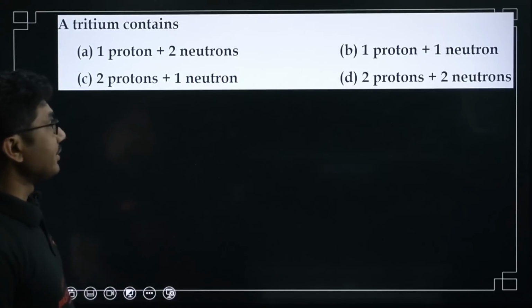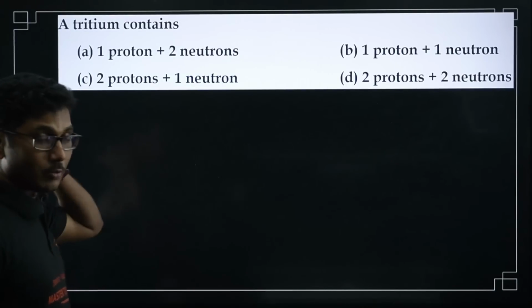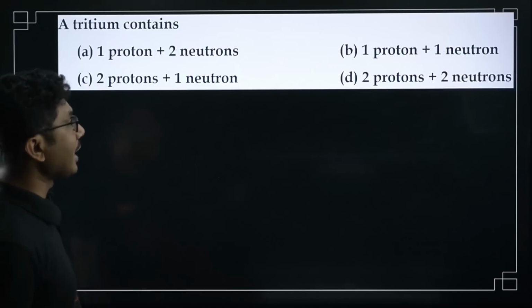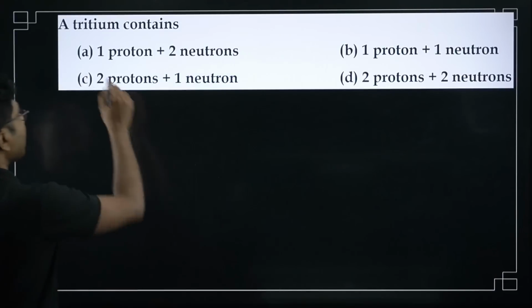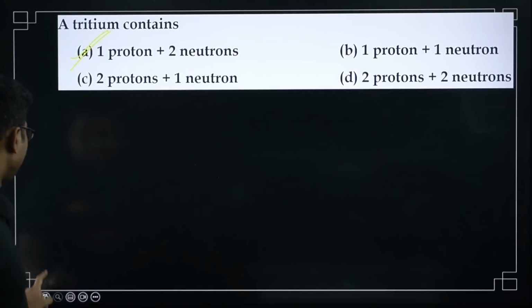Tritium is basically an isotope of hydrogen which consists of 1 proton and 2 neutrons. So 1 proton and 2 neutrons, correct answer option A.